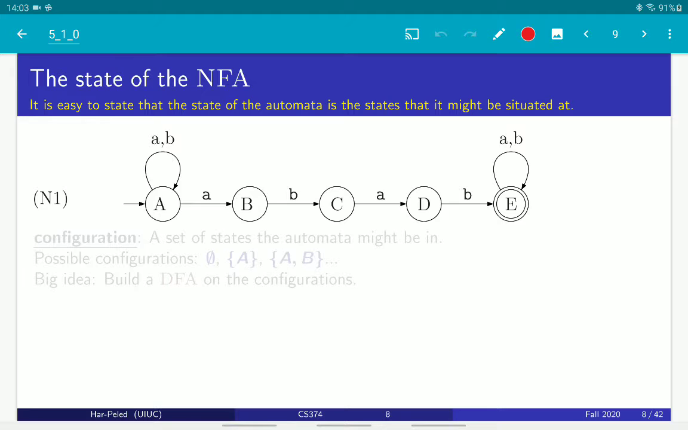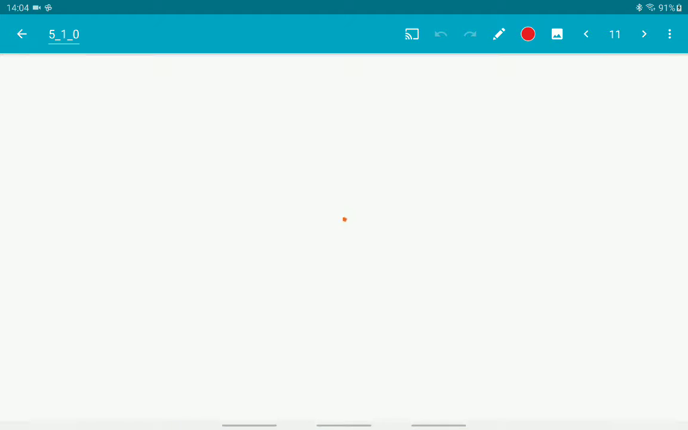So in a regular DFA, the state is really the specific state, but in an NFA, it can be a set of states. So in fact, let me call this a configuration. We have a configuration at any given point in time, which is the set of states that the automaton might be in, and then the NFA reads a character, or we simulate to the next character, and the configuration changes into a new configuration, which is again a subset of the states.